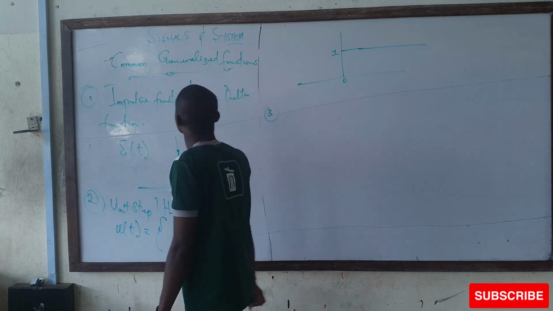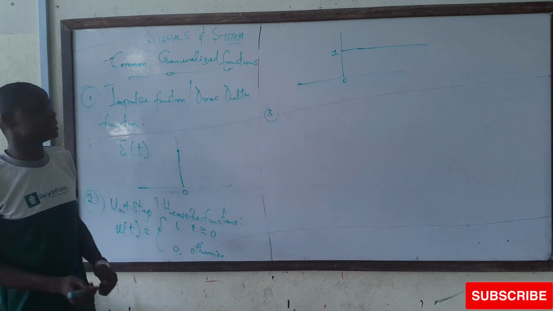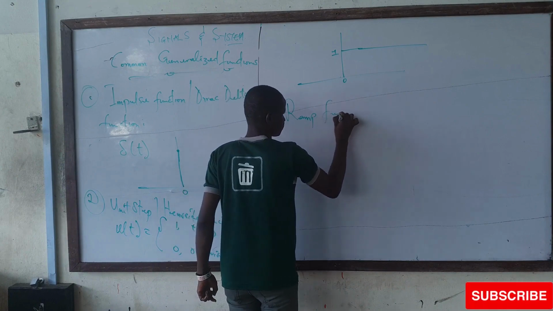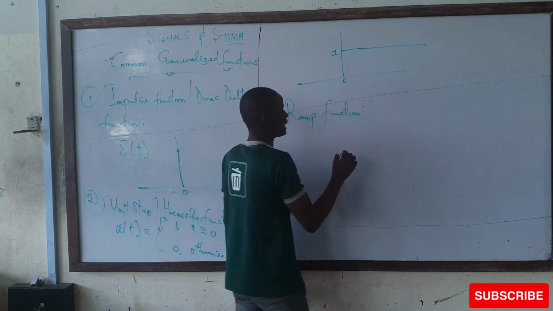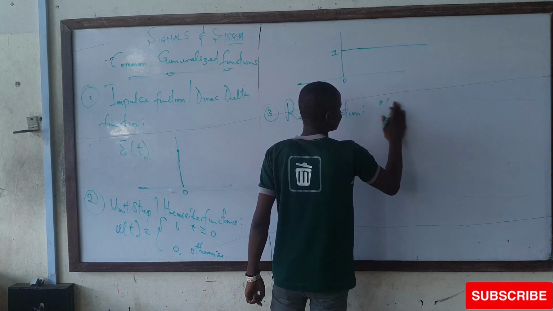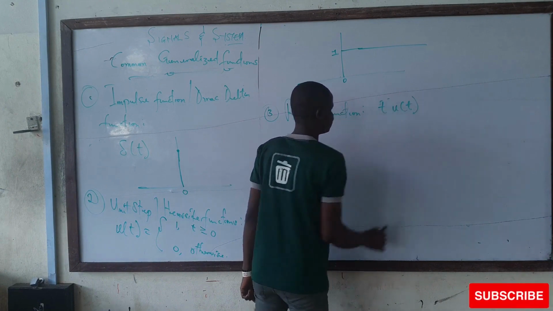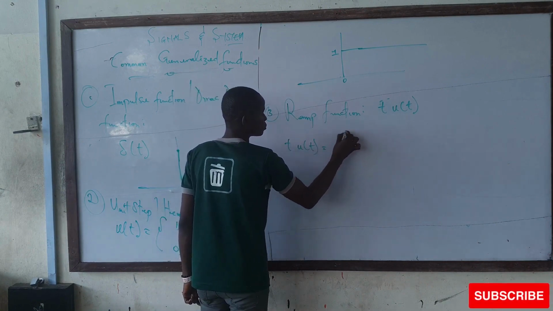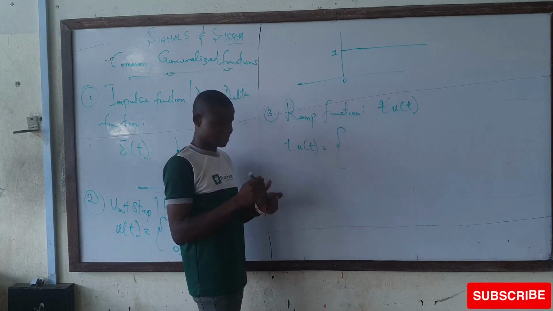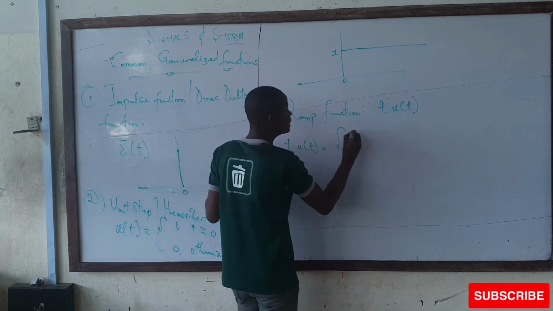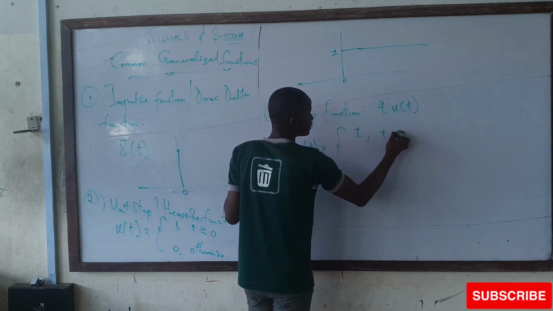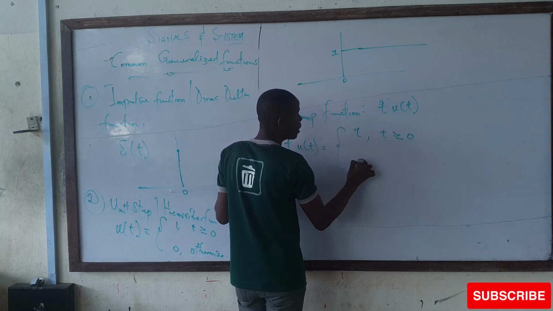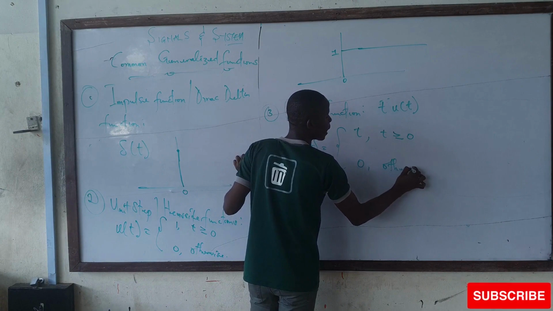Another common generalized function that is of interest is the ramp function. This is called a ramp, and it is denoted as t u of t. What this simply means is that t u of t, you can also represent using a piecewise function, is equal to t when the time is greater than or equal to 0, and it is 0 otherwise.